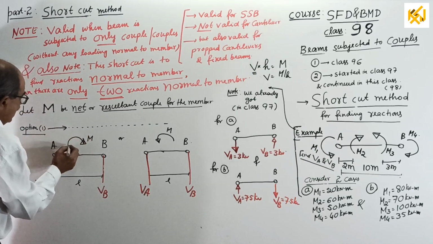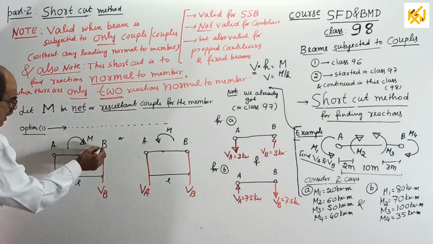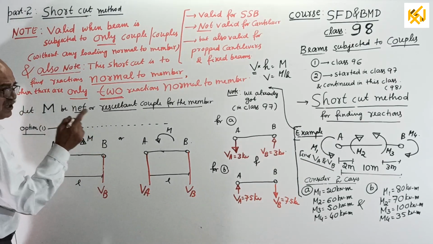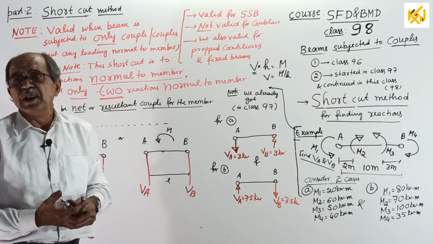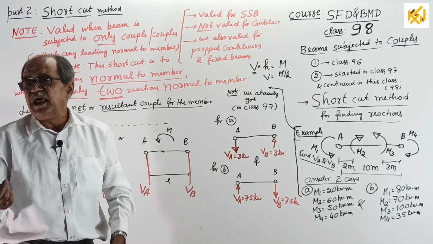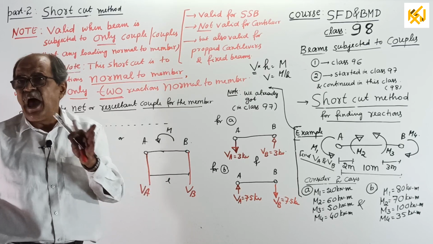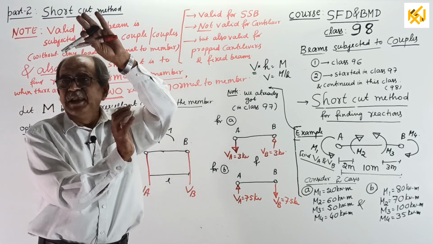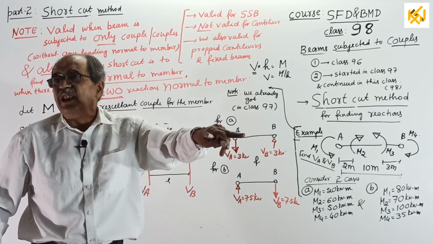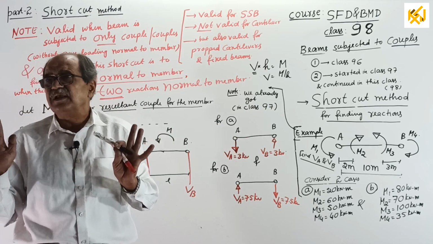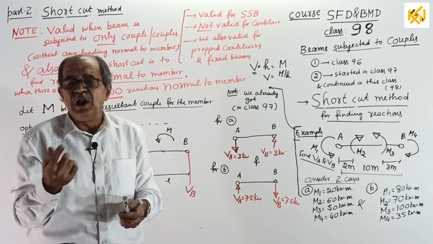If only a couple is acting, if there are only two normal reactions for the beam, then both the normal reactions are equal in magnitude and opposite in direction, both of them with magnitude equal to that net couple M divided by the distance L, or span L. M by L is the answer. One of them is up, one of them is down.